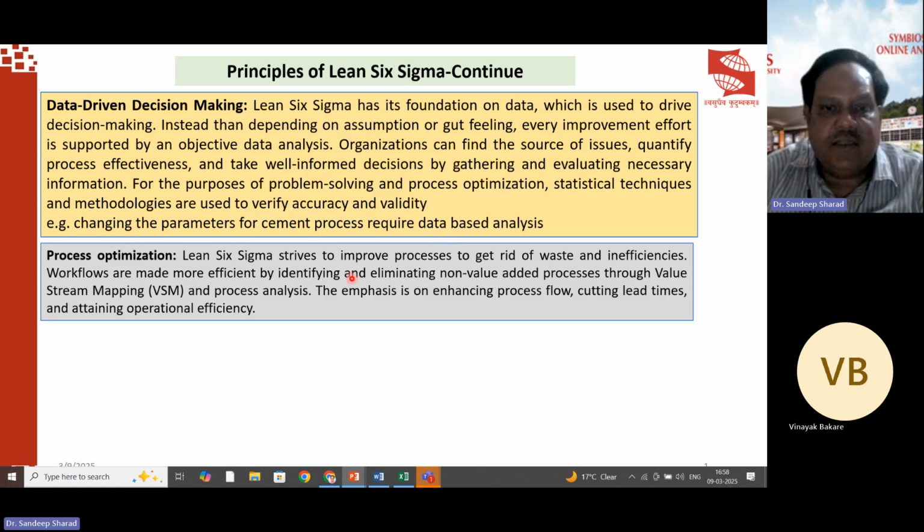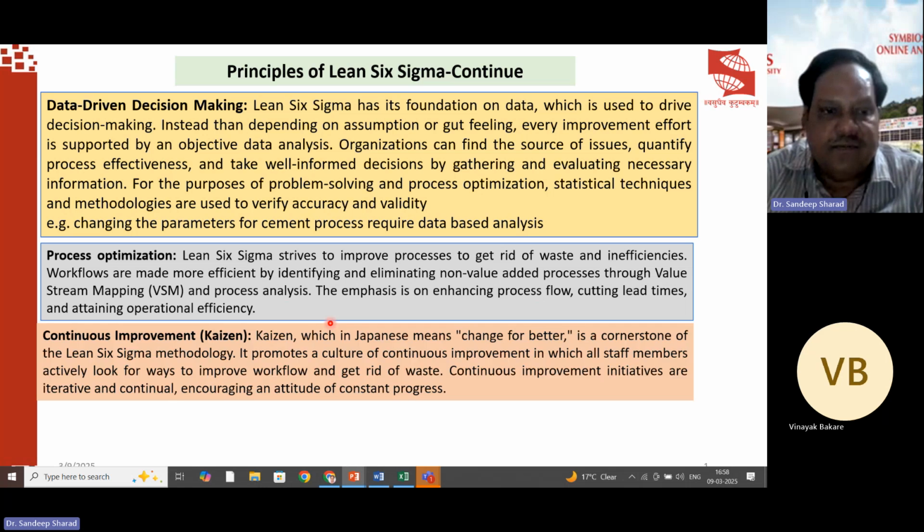Process optimization: Lean Six Sigma strives to improve processes to get rid of waste and inefficiencies. Workflows are made more efficient by identifying and eliminating non-value-added steps through value stream mapping and process analysis. The emphasis is on enhancing process flow, cutting lead times, and attaining operational efficiencies.